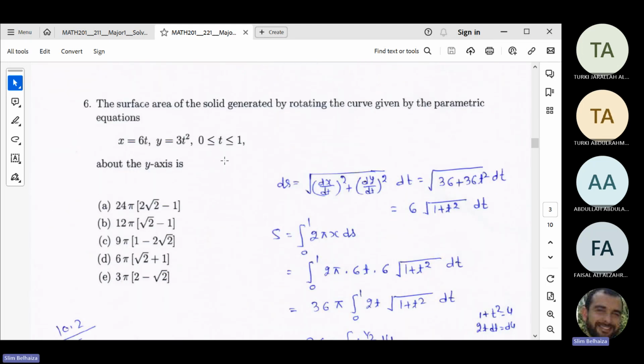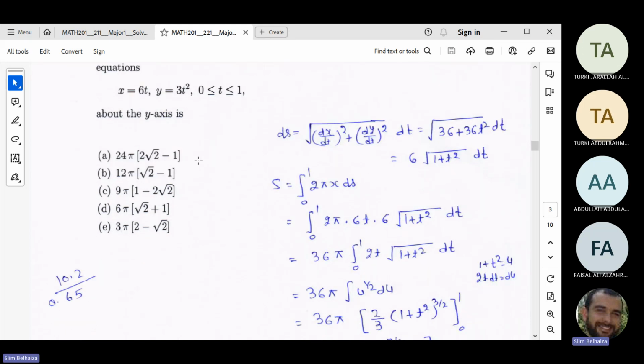Now, question 6. The surface area of the solid generated by rotating the curve given by the parametric equations x equals 6t, y equals 3t squared, when t is between 0 and 1. Very good. That's the question from 10.3, I think.